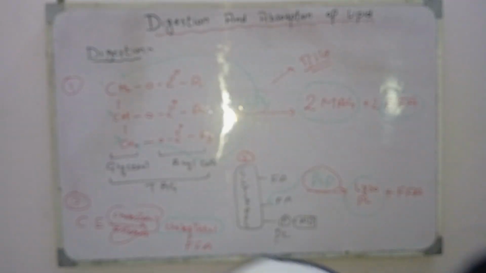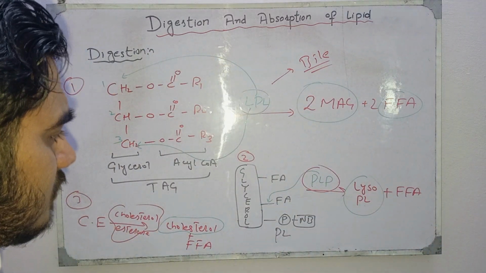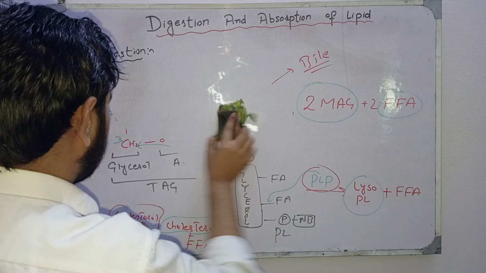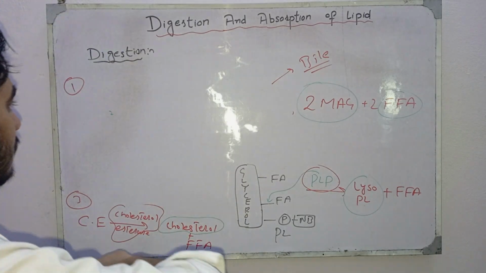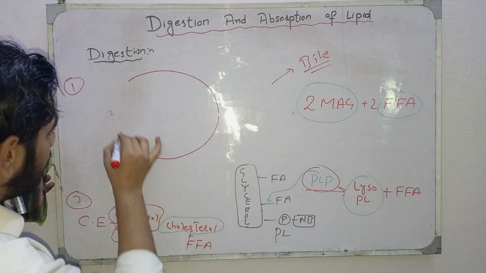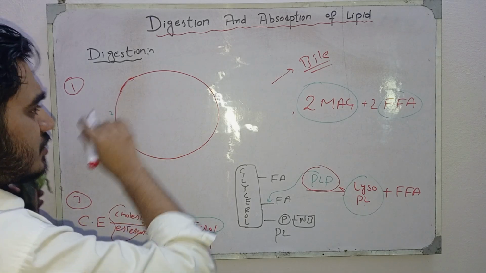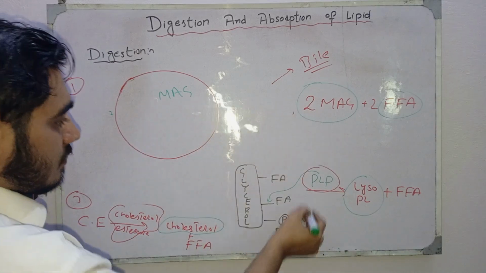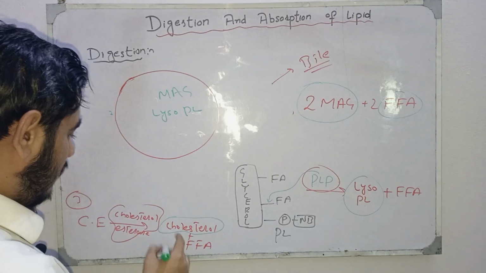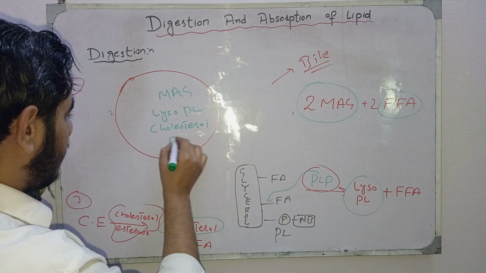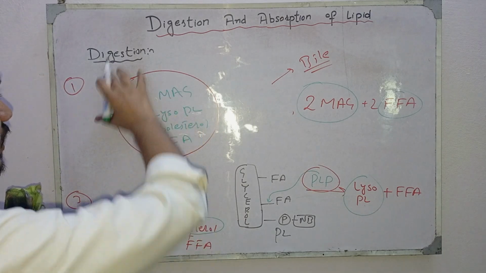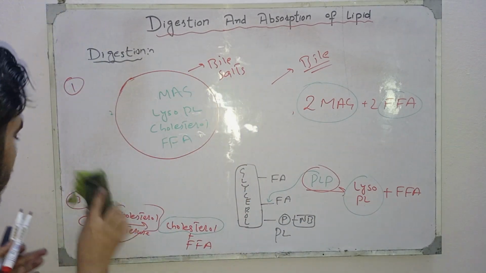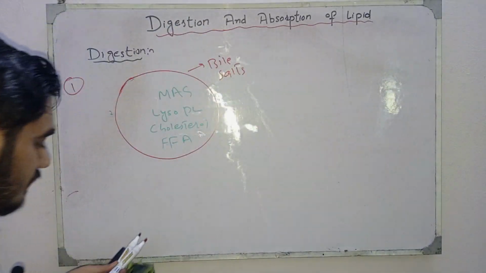Okay, now dear friends, these are all digested products. And next is mixed micelle formation. Bile salts surround all these digested products: two molecules of monoacylglycerol, lysophospholipid, cholesterol and fatty acid. All these digested products are surrounded by bile salts. Okay, dear students, and here is the formation of mixed micelle.